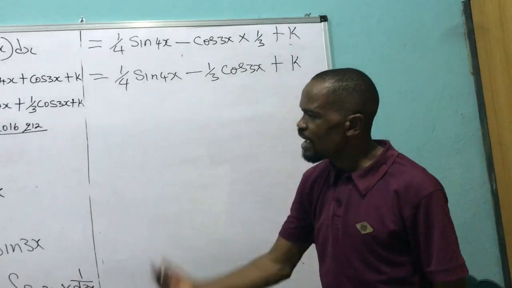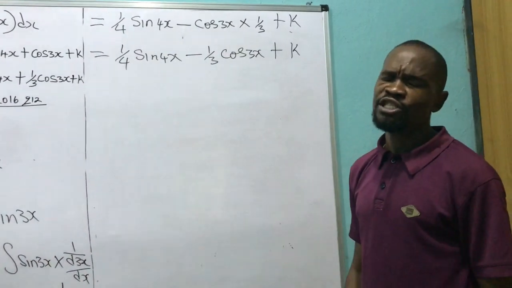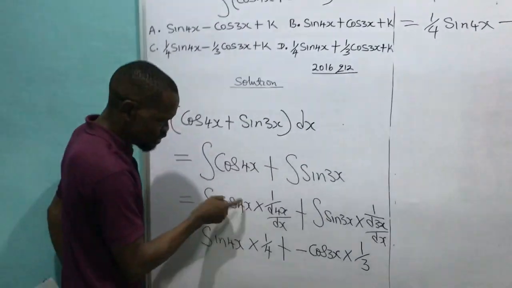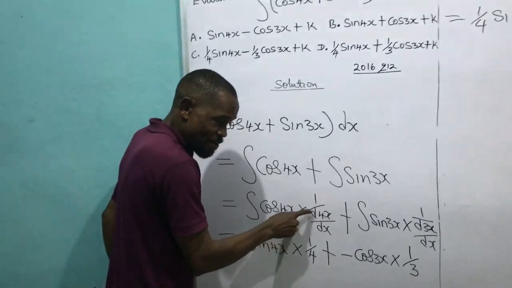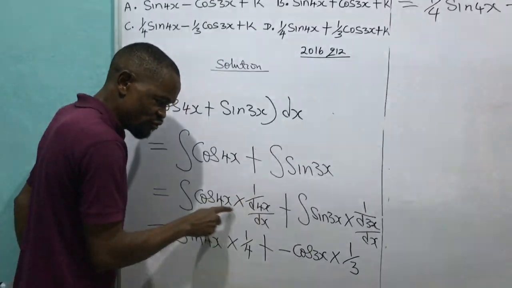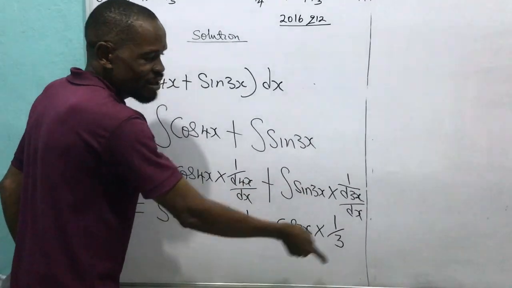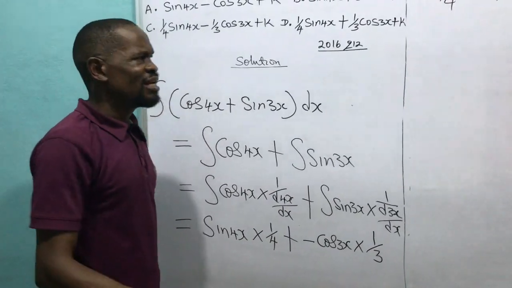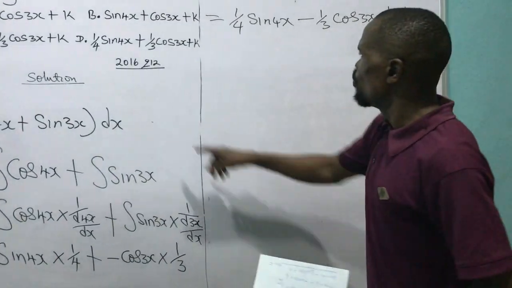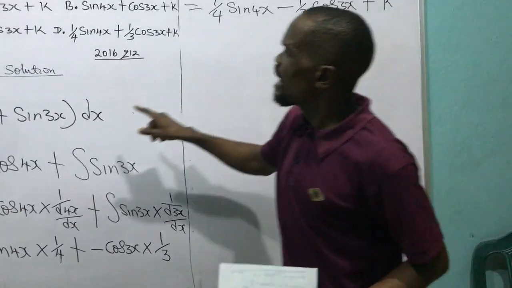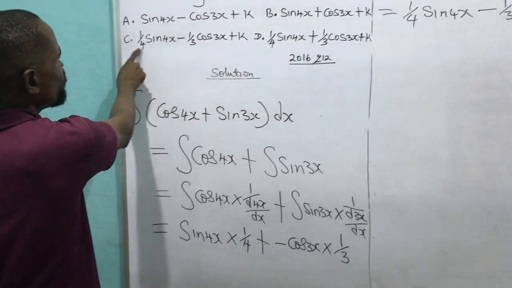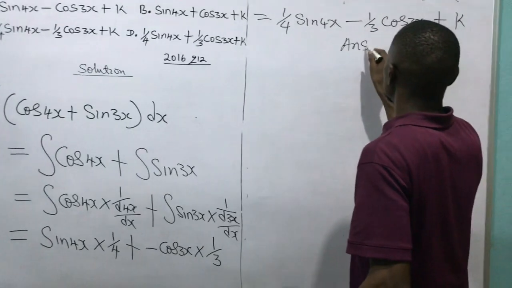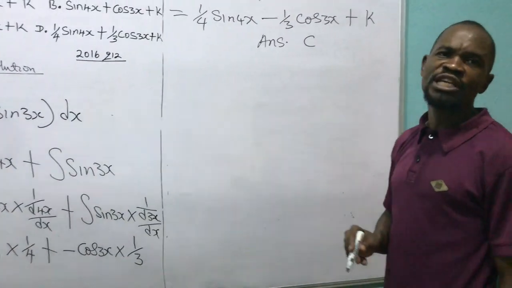So we will now see, with the help of what I have done, how we integrate this without wasting time. Come back to this. If I integrate this, I have to integrate it with its angle, then multiply by 1 all over differentiation of the angle, plus integrating this one times 1 all over differentiation of its angle. That's all. Looking at the options given to us, the answer is option C.